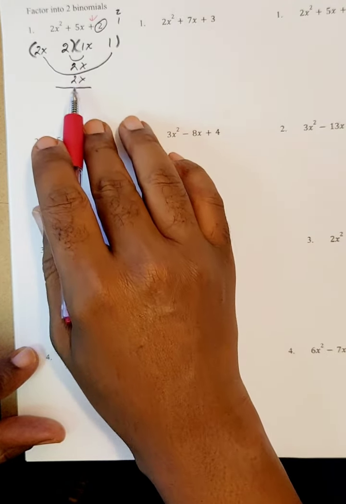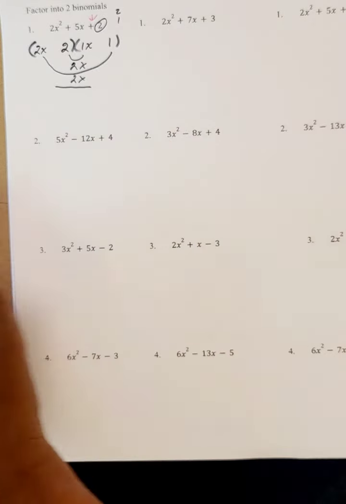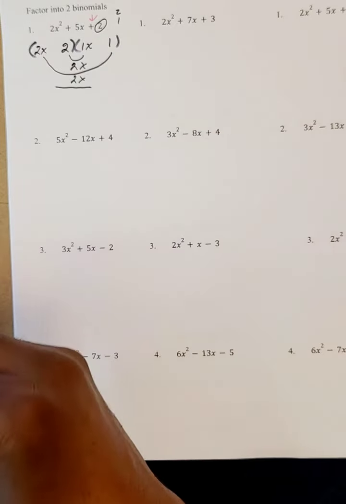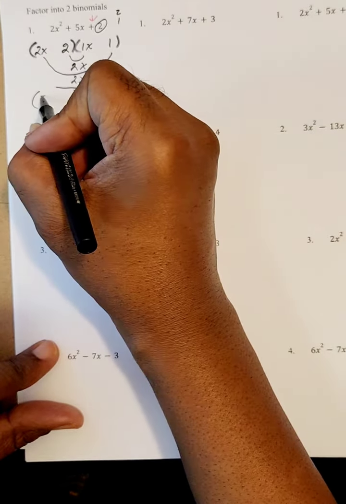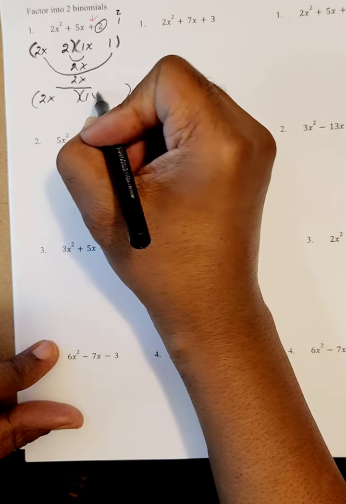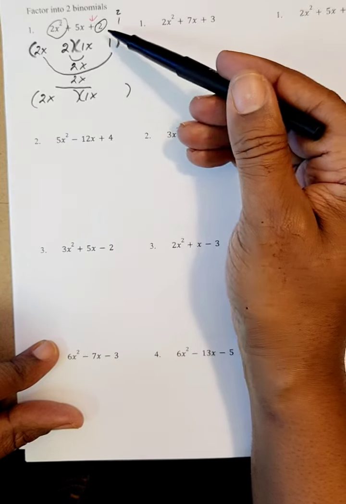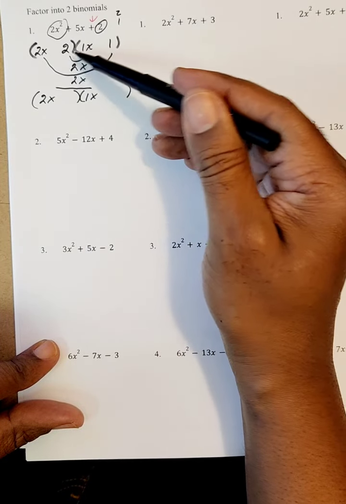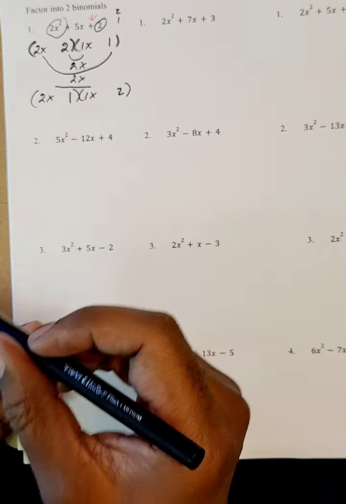And can the signs be the same and get a 5x? And the answer is no. Because that can only give you a 4x. So we're going to try this again. And this time we're going to say 2x times 1x, and that's for the 2x squared. But for the 2, instead of a 2 times 1, let's try a 1 times 2. And we'll see what happens.